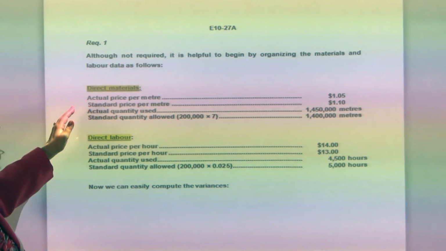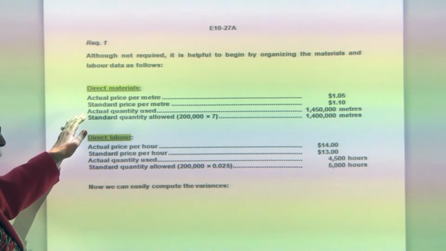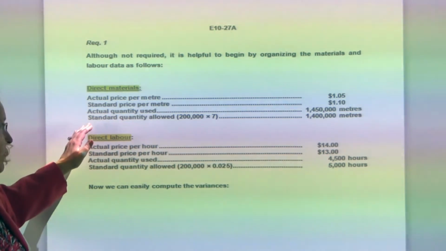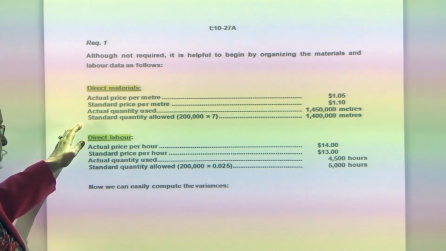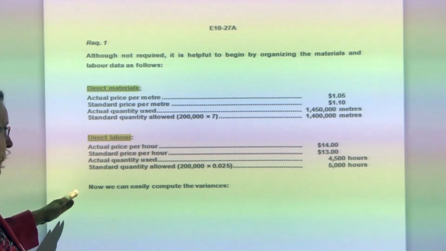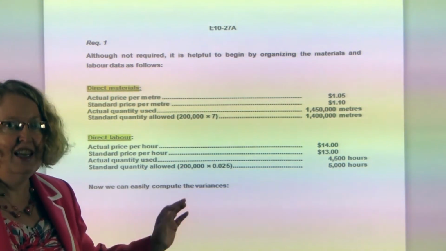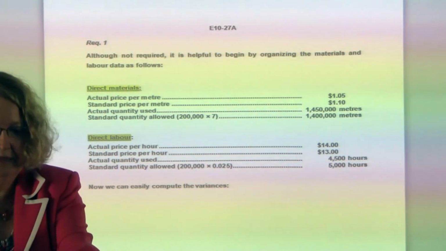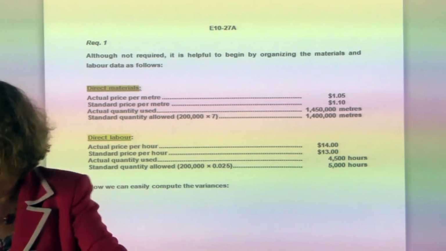So for your direct materials, your actual price is $1.05, the standard or expected price would be $1.10, then the actual quantity used and the standard quantity used, and the same information for your direct labor. When you set up the information this way, it makes it much easier to calculate the variances. So now we'll just move on to the variances.